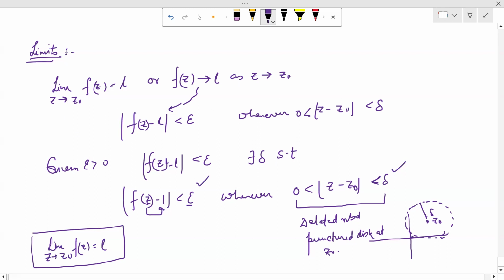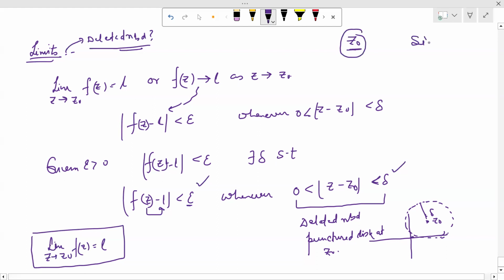First thing, whenever you are going to define a limit, we are going to talk of something called a deleted neighborhood. First concept is this. Why a deleted neighborhood? If I'm defining a limit at z0, why am I interested in a deleted neighborhood? Because possibly the function may not be defined at z0.